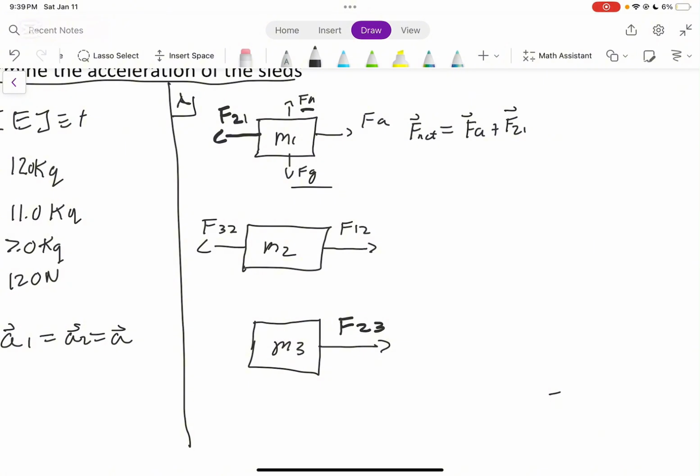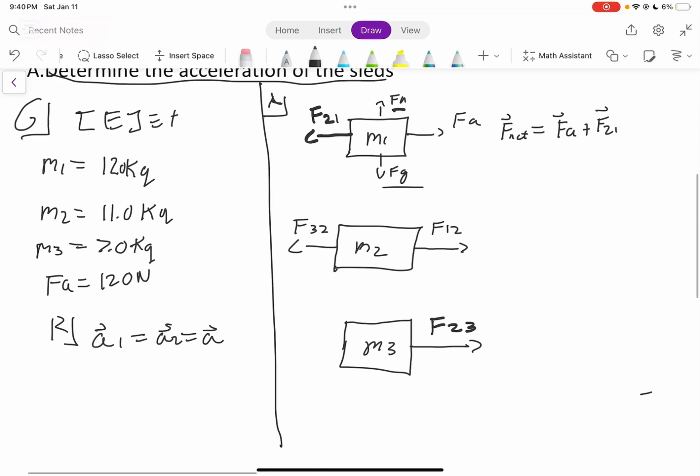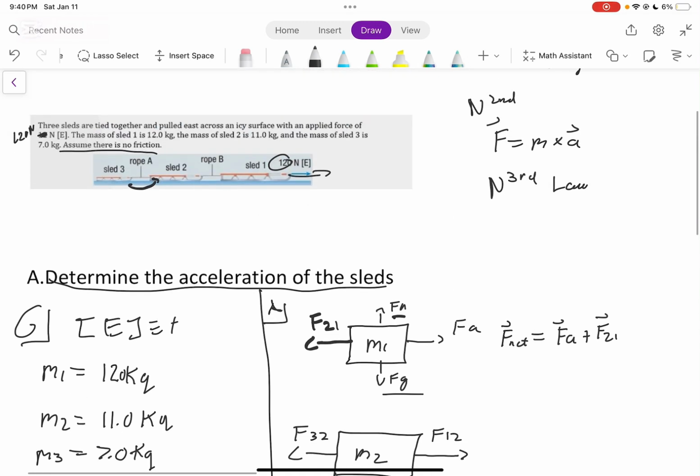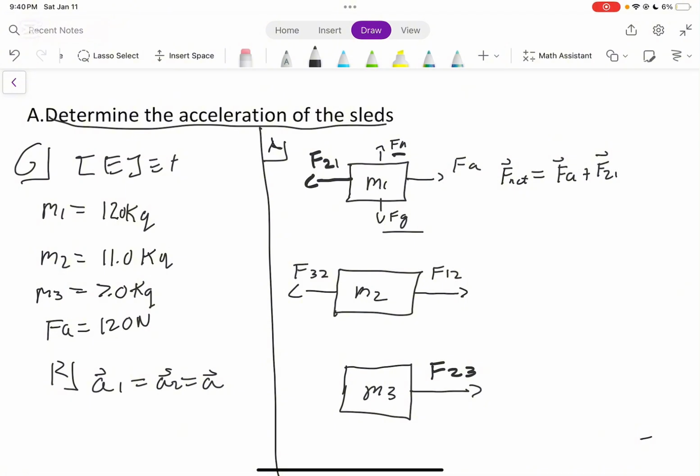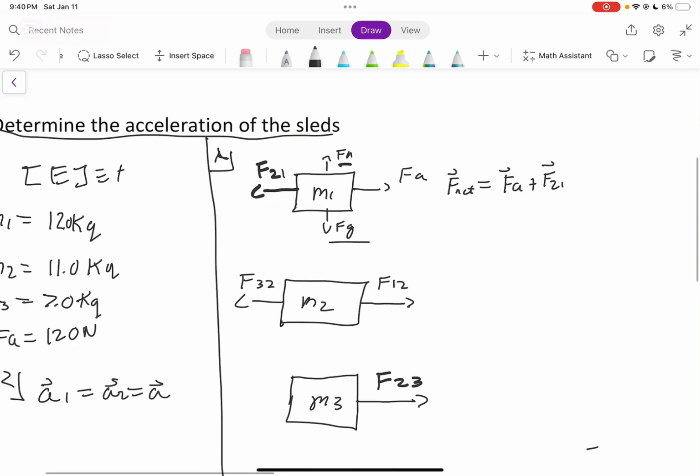Now we can use vectors, or what's important is we can interpret the direction. Because we set right as positive, we can interpret the left side, or west, to be negative. And this helps because then we don't have to keep using our vector signs, and we can drop our vectors and just go into interpreting our direction. So we can also write this as force net is equal to force applied minus force of 2 on 1.